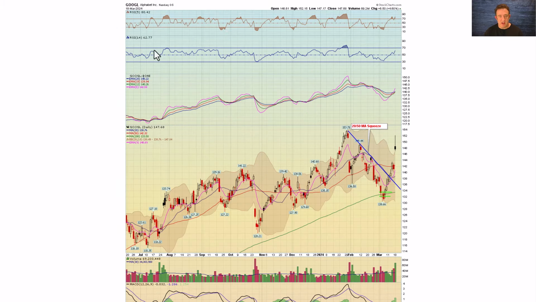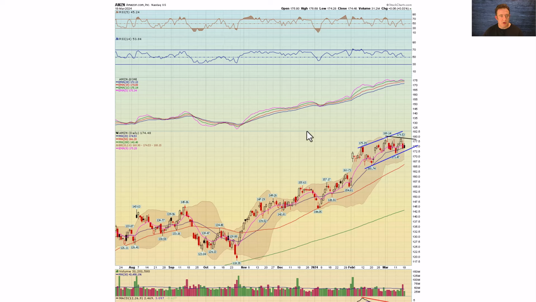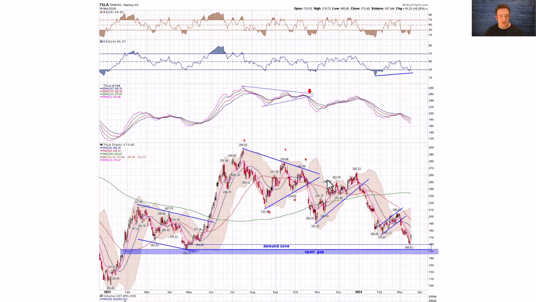Number 28, Google, gapped up today. Nice mean reversion long off that 200-day moving average. You can see your long trigger there. So congrats if you took that. Number 29, Amazon, still holding its pattern as well. You can see how a coil could form here on a breakout. Let's take a look at Tesla.